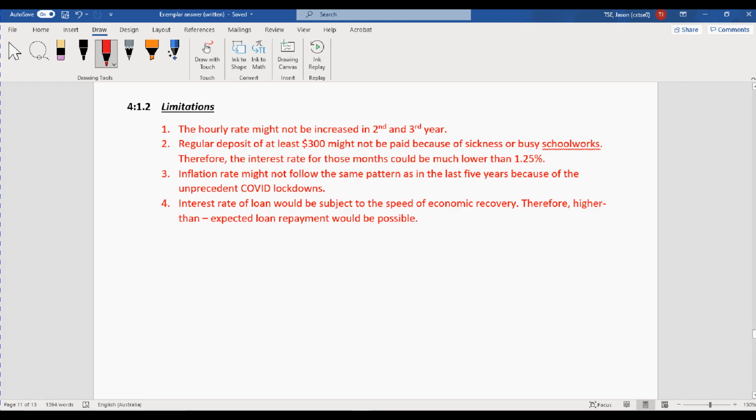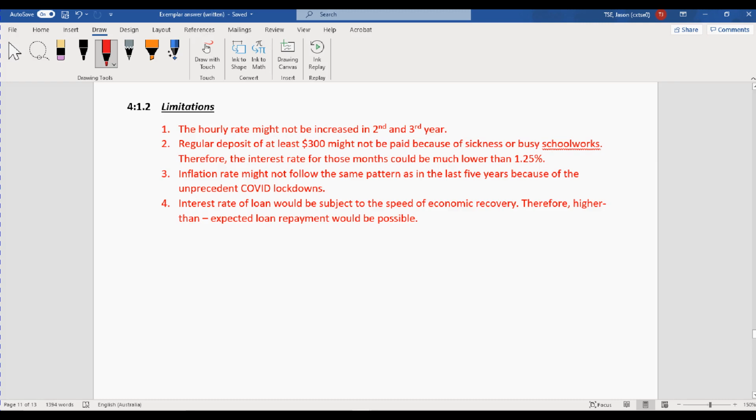All right, so let's have a quick look at some of the limitations. The hourly rate might not be increased in second or third year. So regular deposits might not be 300 all the time. Might be less than 300, so you can't enjoy that rate. Inflation rate might not follow the same pattern in the last 5 years. Interest rate on the loan would be subject to the speed of economic recovery. Therefore, higher than expected loan repayment would be possible. Okay, so you don't need to address all those limitations in your alternative model.